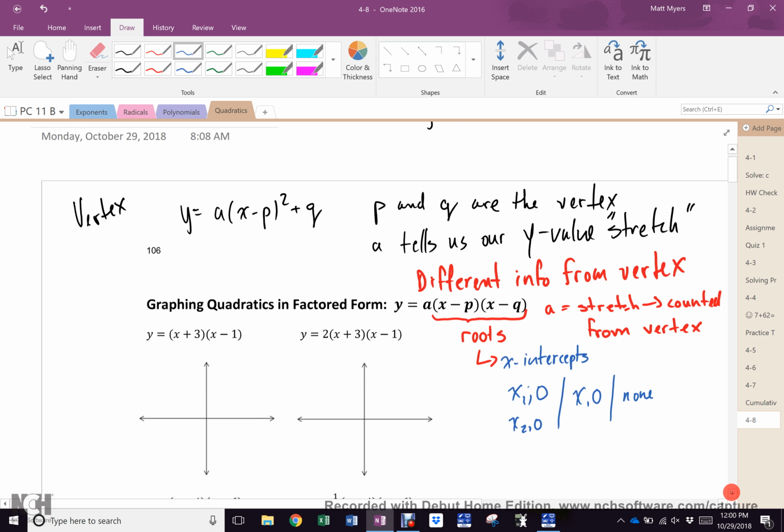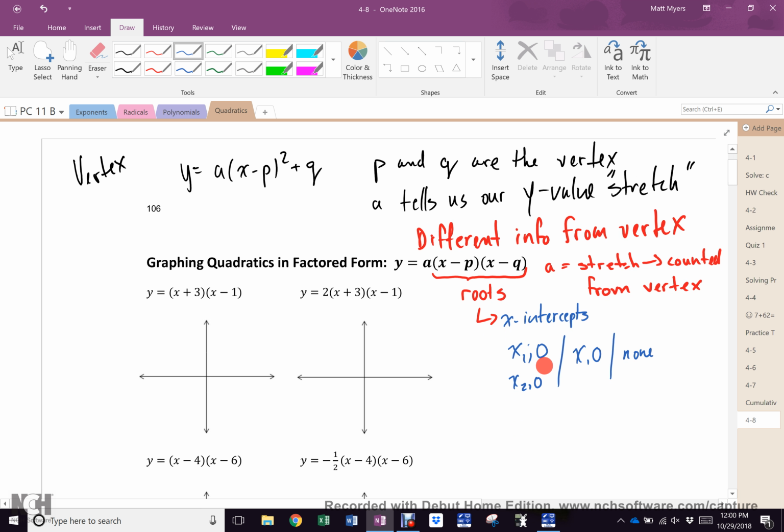So, how do we find these? Well, what is the same in all of them? y is 0 every time, correct? So what number would I put there? 0, which we already know how to do from our factoring lessons. 0 equals a(x minus p)(x minus q).